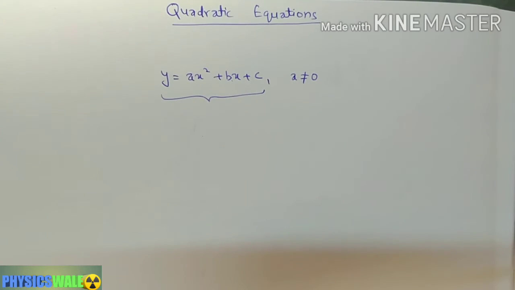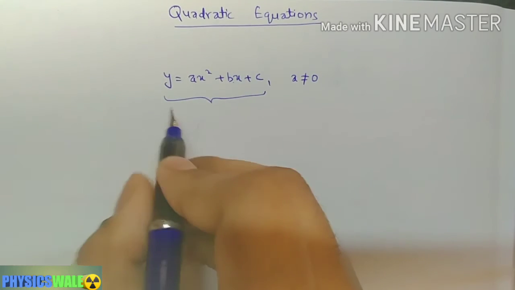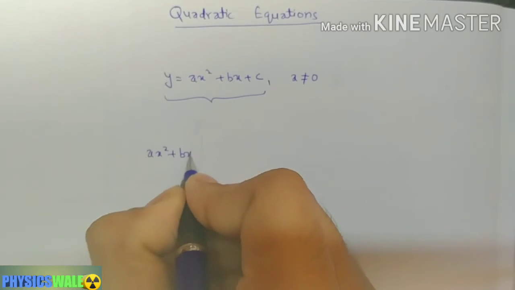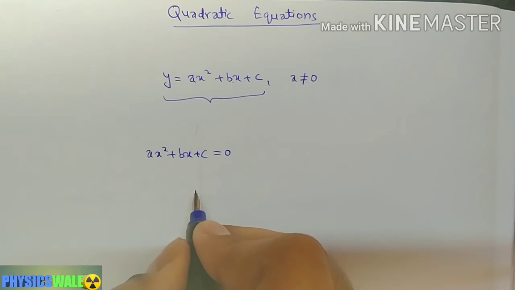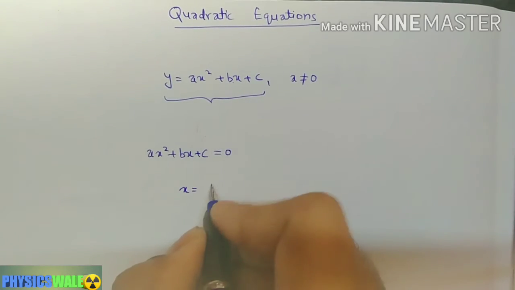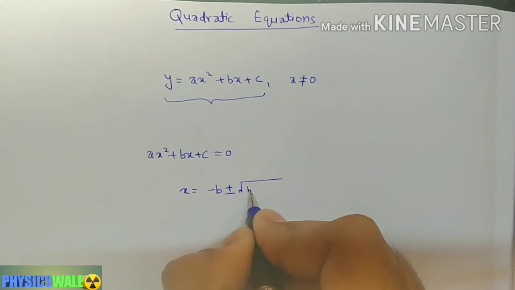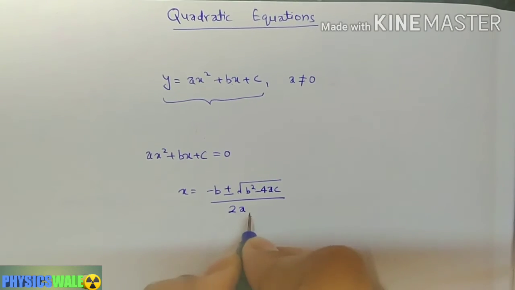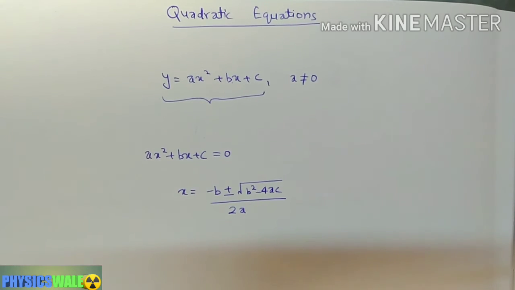What are the roots of a quadratic equation? The roots of the quadratic equation are the values of x for which y becomes 0. That is, ax square plus bx plus c is equal to 0. The roots can be calculated using the quadratic formula, which is x is equal to minus b plus minus under root b square minus 4ac divided by 2a. This is the quadratic formula which can be used to calculate the roots of a quadratic equation.